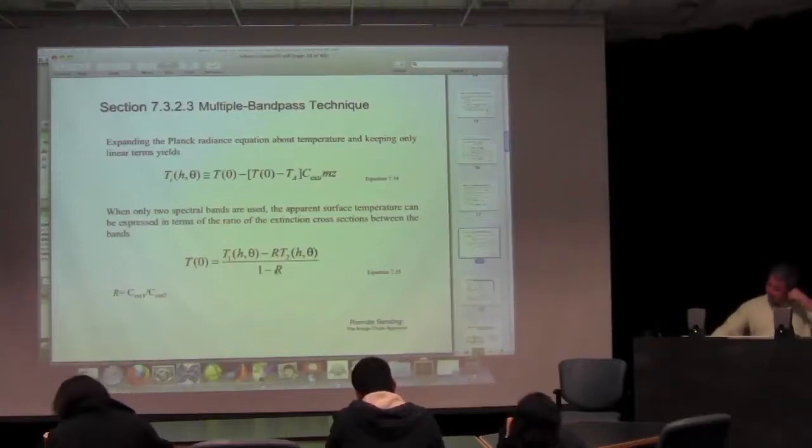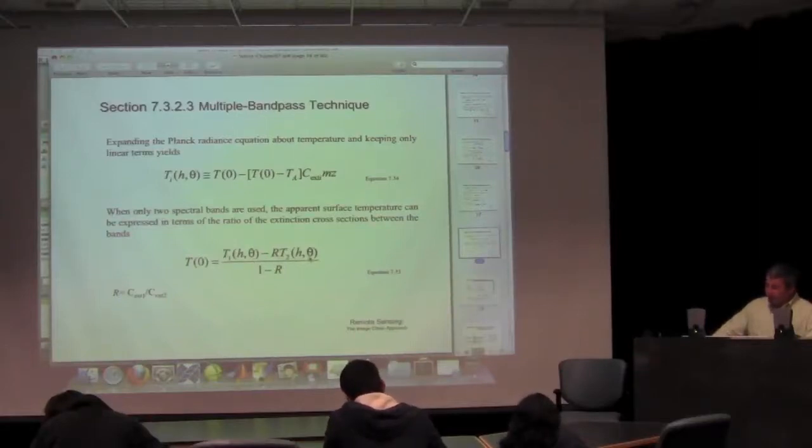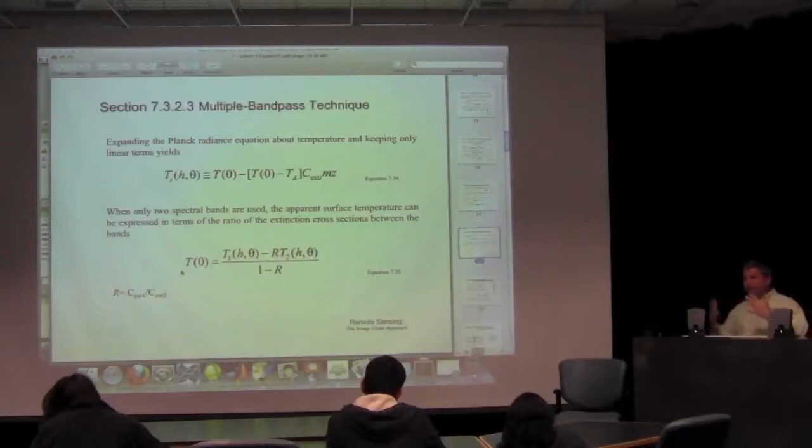So what they're saying at this point is that you can measure the temperature in band 1, measure the temperature in band 2, multiply the temperature in band 2 by the ratio of the extinction coefficients, divide that by 1 minus the ratio of the extinction coefficients, and you get back the temperature. Okay. There's just something very large here that bothers me.